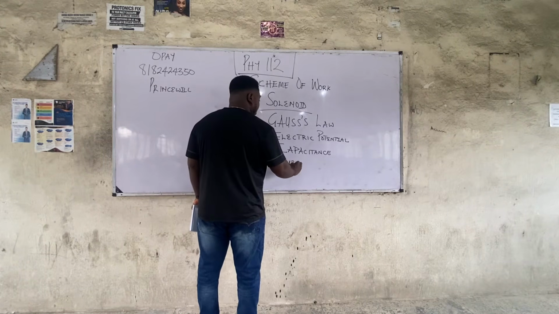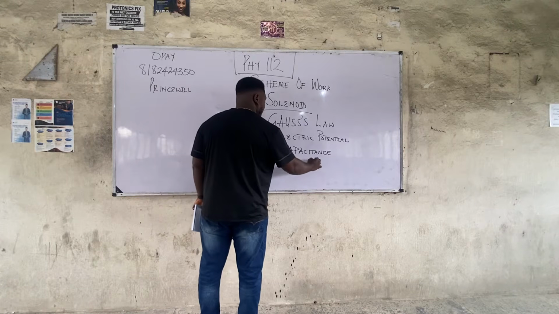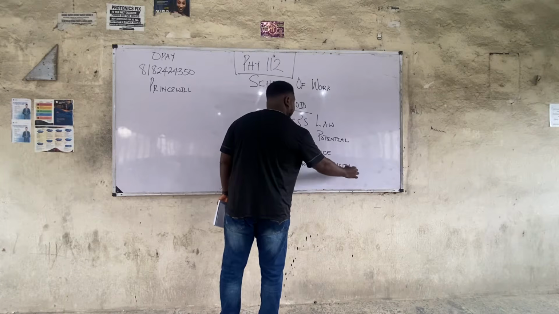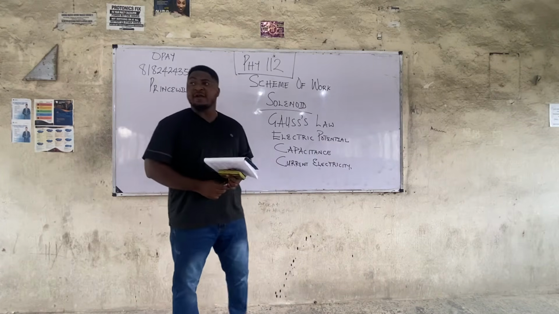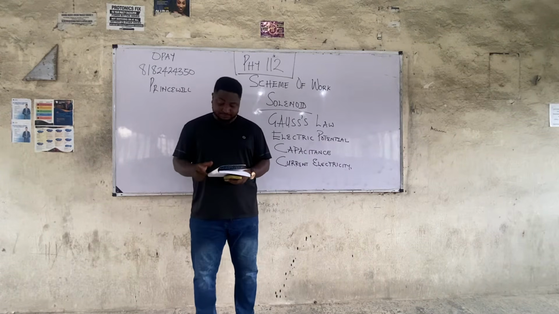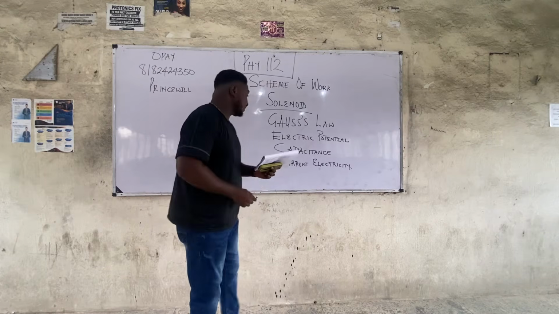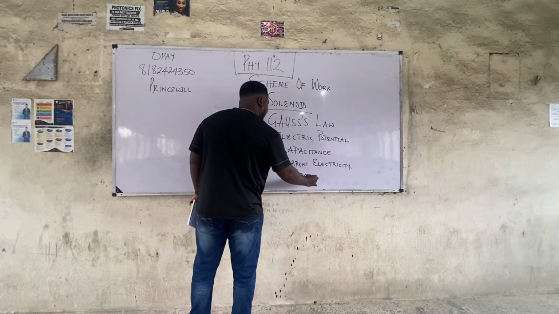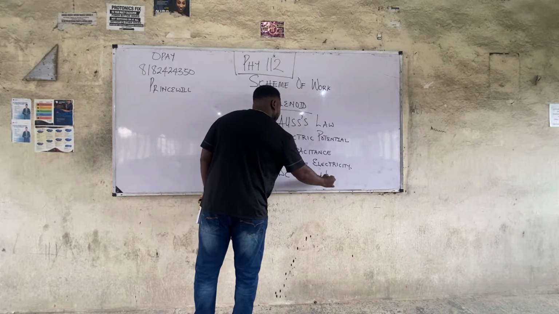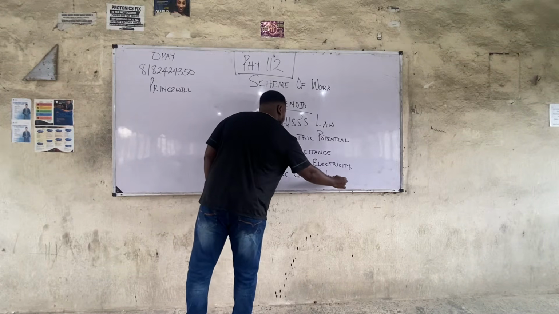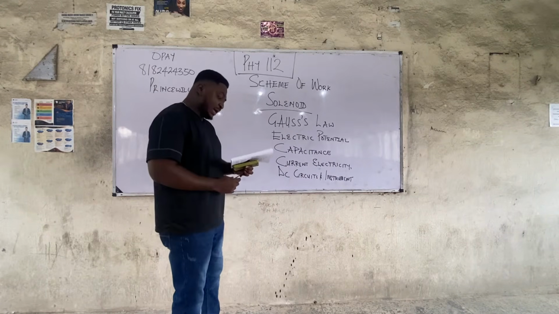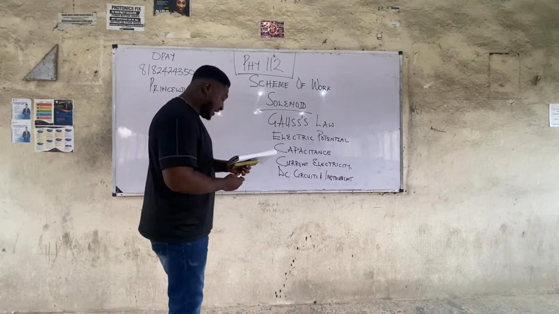Chapter 5, current electricity. Chapter 6, DC circuits and instruments.